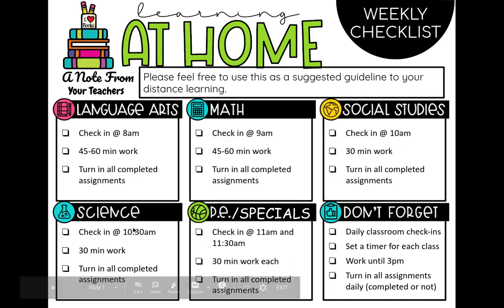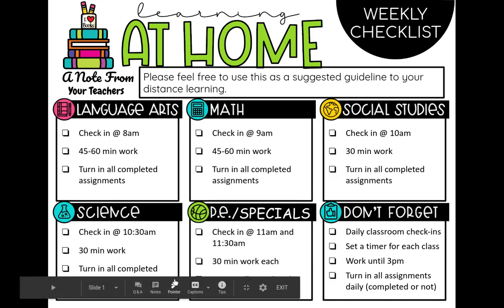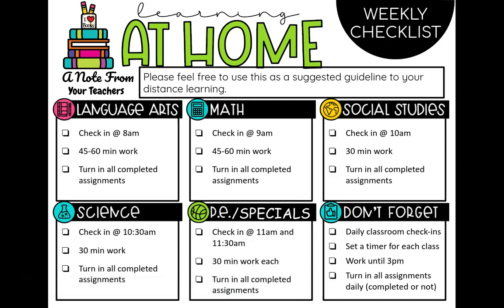Then you'll check into science at 10:30, 30 minutes of work, turn it in. At 11 o'clock, check into gym or specials, pick one to do. And at 11:30, do the opposite. Whatever you didn't do at 11, do at 11:30, 30 minutes of work each. Now that brings you to about noon if you do all of this in the time frame that I gave you guys.